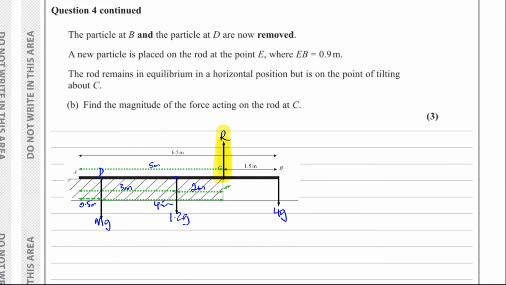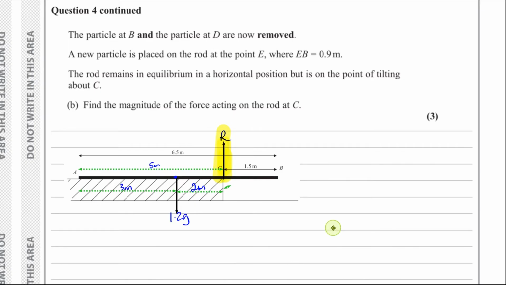Okay, now for part B of the same question, what it says here is the particles at B and the particle at D are now removed. Okay, so let's get rid of these two. So this one is gone, and this one is gone. Okay, so there's no particles at D or B anymore. So I don't need this. Do I need this? I don't think so. What was the 4.5? Yeah, I don't need that anymore. Okay, so those two particles have been removed.